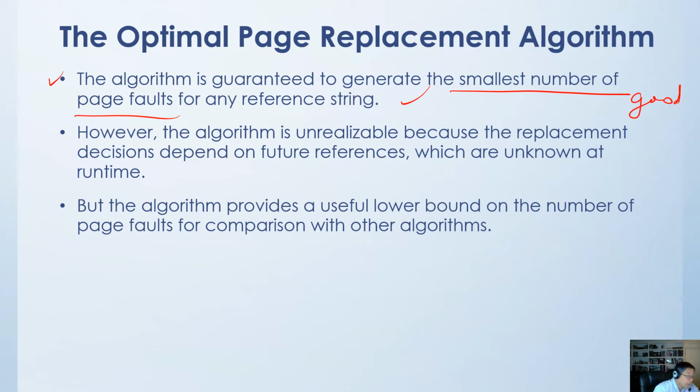However, even though it's good, the algorithm is unrealizable because the replacement decisions depend on future references, which are unknown at runtime. But this algorithm provides a useful lower bound on the number of page faults for comparison with other algorithms. It provides a very good benchmark.